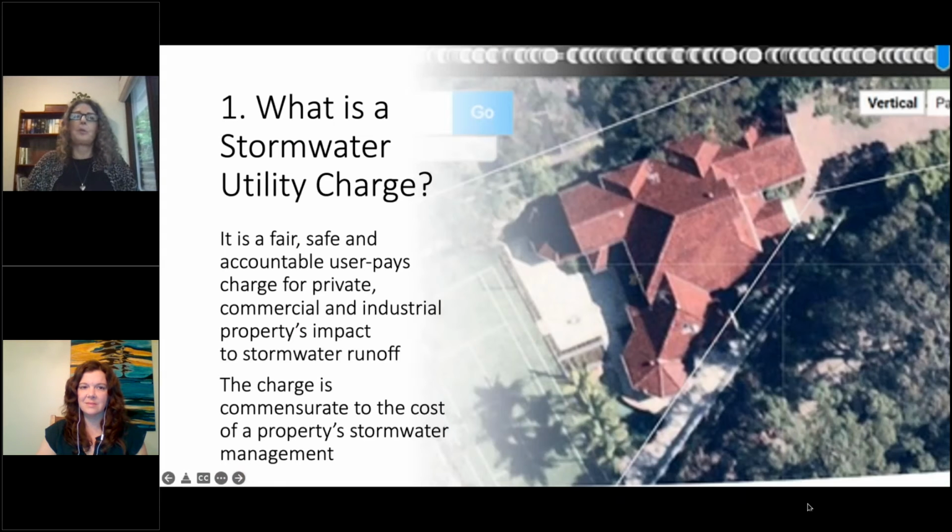Okay, so what is a stormwater charge? It's a user pay. So the more you pay, the more you pay. It's a fair, safe, and accountable user pay charge for private, commercial, and industrial properties' impact on stormwater. So it's commensurate to the property's stormwater. So this house, just remember this house because I'm going to talk about it a little bit further, is 2 streets away. It's absolutely giant, sits on about 800 square meters, and the impervious surface is ginormous.